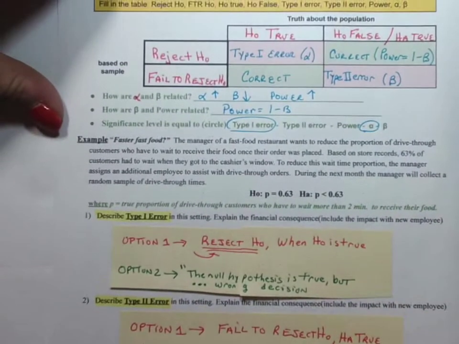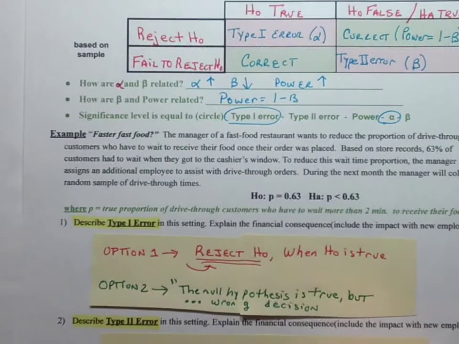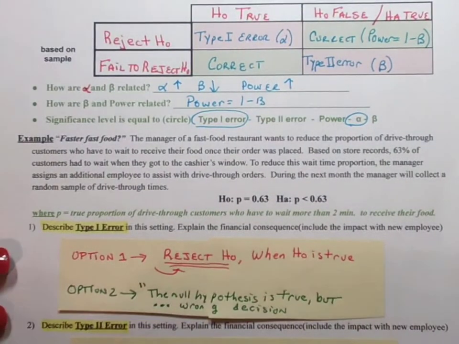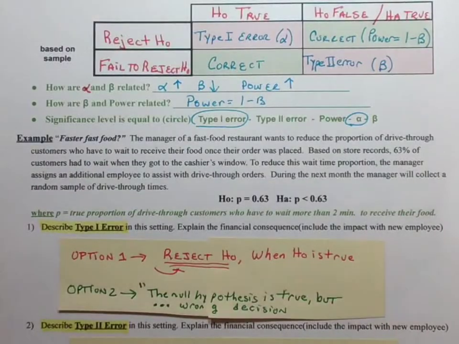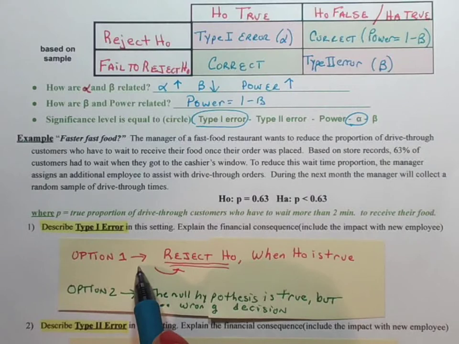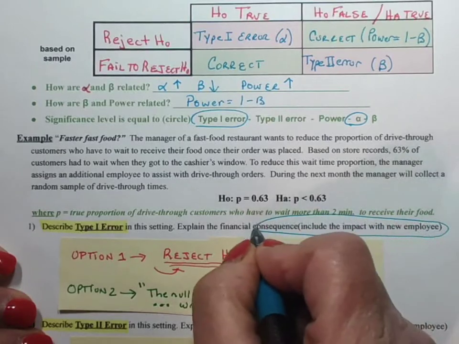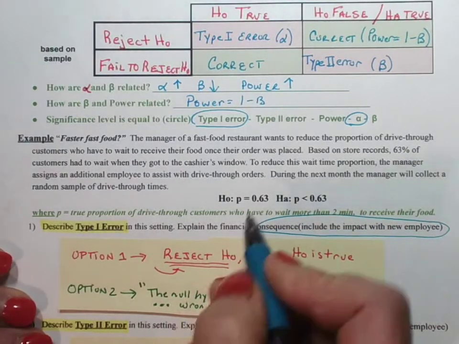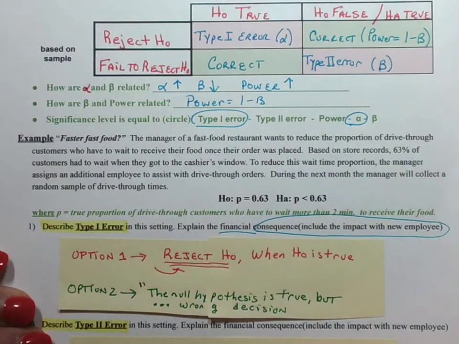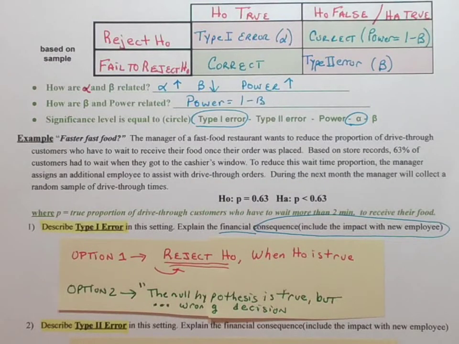All right. So what I'd like you to do is go through and read this problem and see if you can write the answer for the type 1 error. Okay? And you always have to discuss the consequence. How does the consequence, and this is usually a financial consequence, impact a type 1 error and a type 2 error? So pause the video and you can do the problem, and then come back and I'm going to go over the problem.